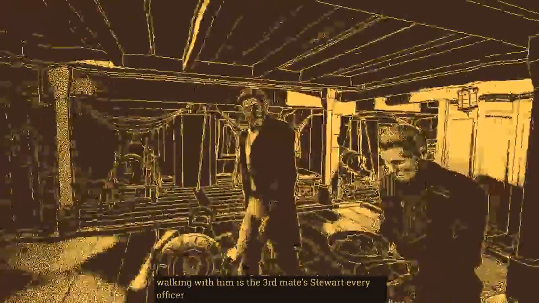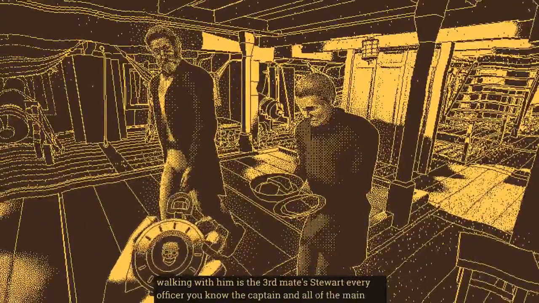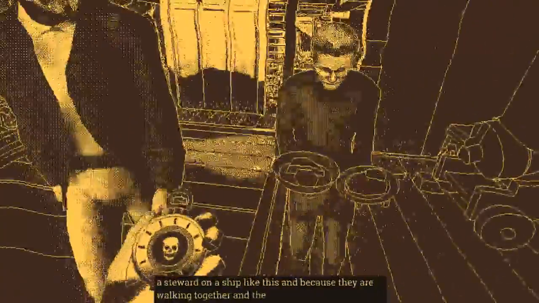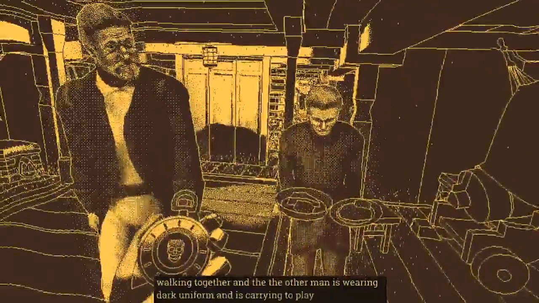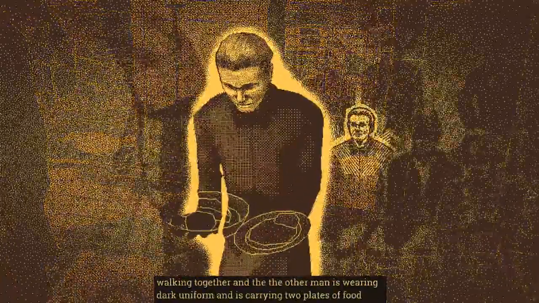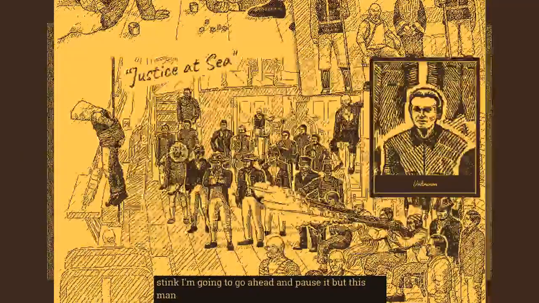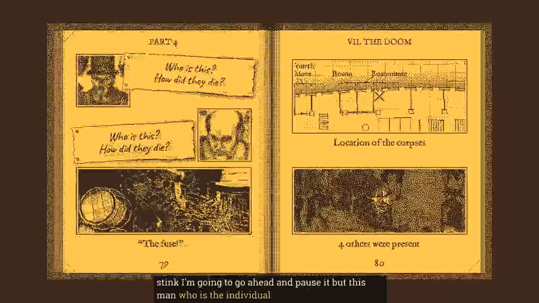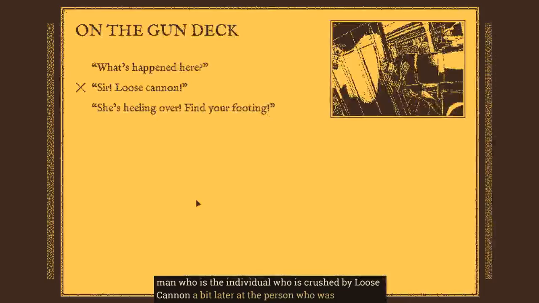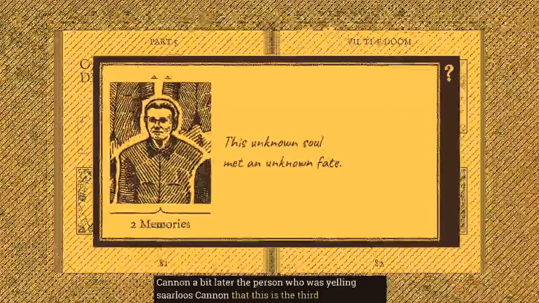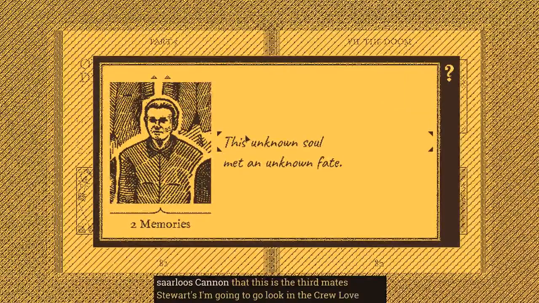Every officer, you know, the captain and all of the mates have a steward on a ship like this. And because they are walking together, and the other man is wearing sort of a dark uniform and is carrying 2 plates of food, I think I'm going to go ahead and posit that this man, who is the individual who is crushed by a loose cannon a bit later, the person who was yelling, "Sir, loose cannon," that this is the 3rd mate's steward. So I'm going to go look in the crew list and see if that makes sense.